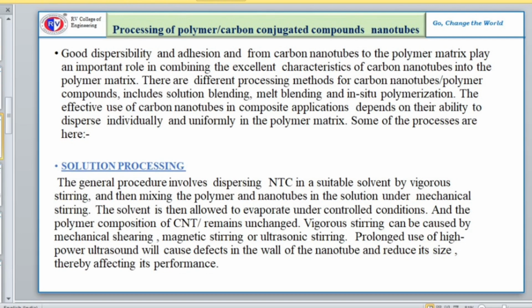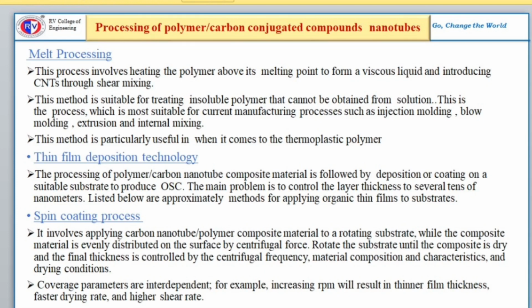Next slide, please. So, melt processing. This process involves heating the polymer above its melting point to form a viscous liquid and introducing CNTs through shear mixing. This method is suitable for treating insoluble polymers that cannot be obtained from solution. This is the process which is most suitable for current manufacturing processes such as injection molding and blow molding and many more. And then thin film deposition technology.